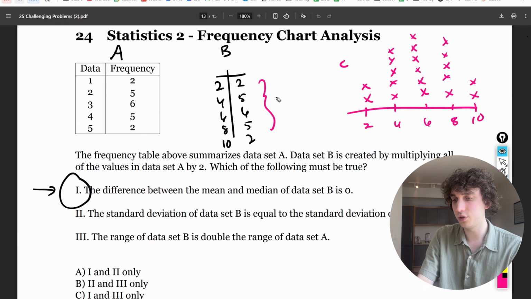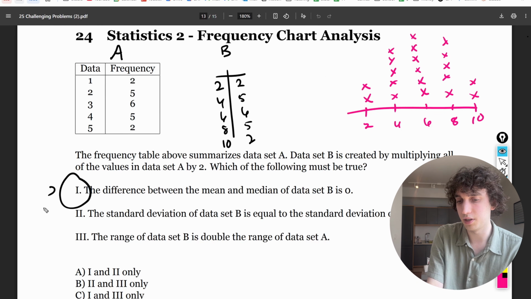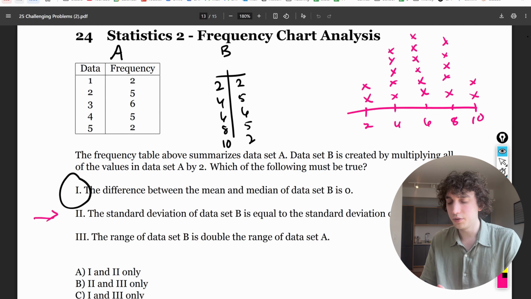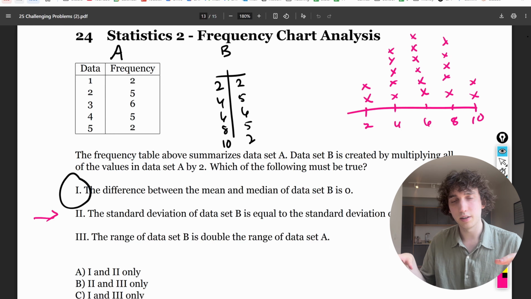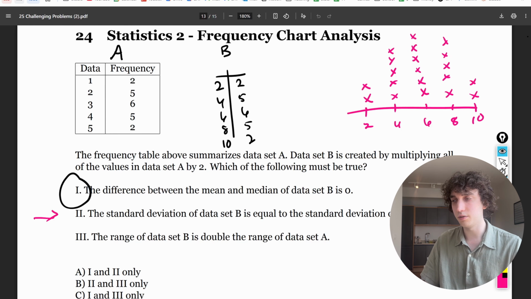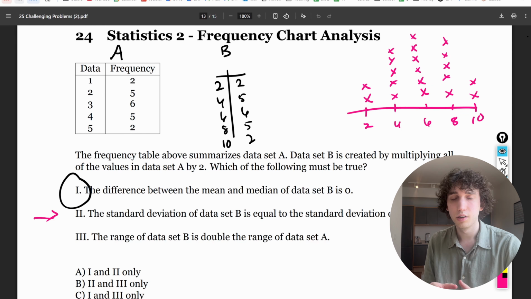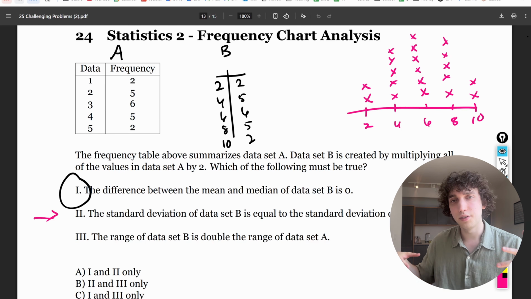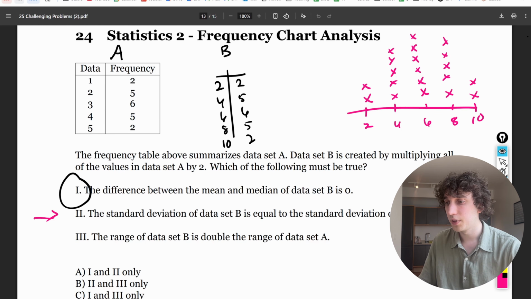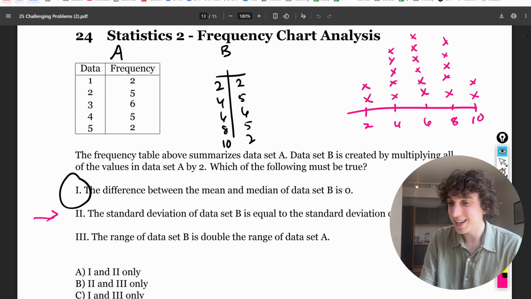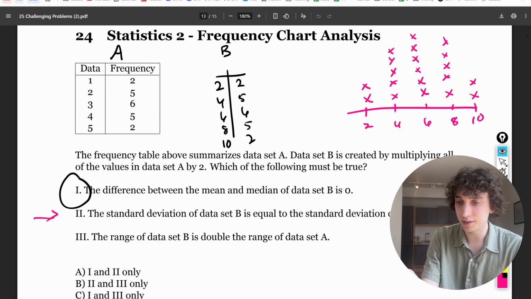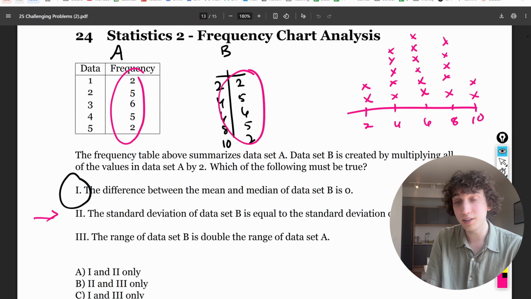Next up, we have number 2. The standard deviation of dataset B is equal to the standard deviation of dataset A. So the standard deviation, you don't need to know how to calculate it on the SAT. You just need to know that it represents the spread of the data. So if the data is more spread out, that means that the standard deviation is higher. In this case, the data is more spread out, and it doesn't look like it, right? Visually, it's like, okay, this distribution and this distribution look the exact same.